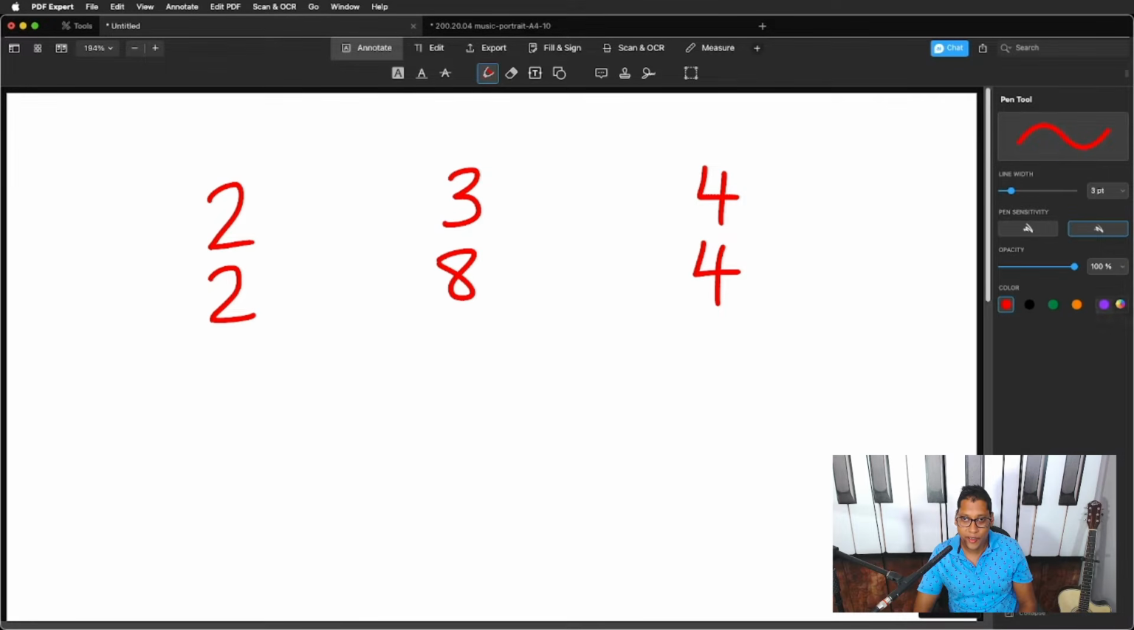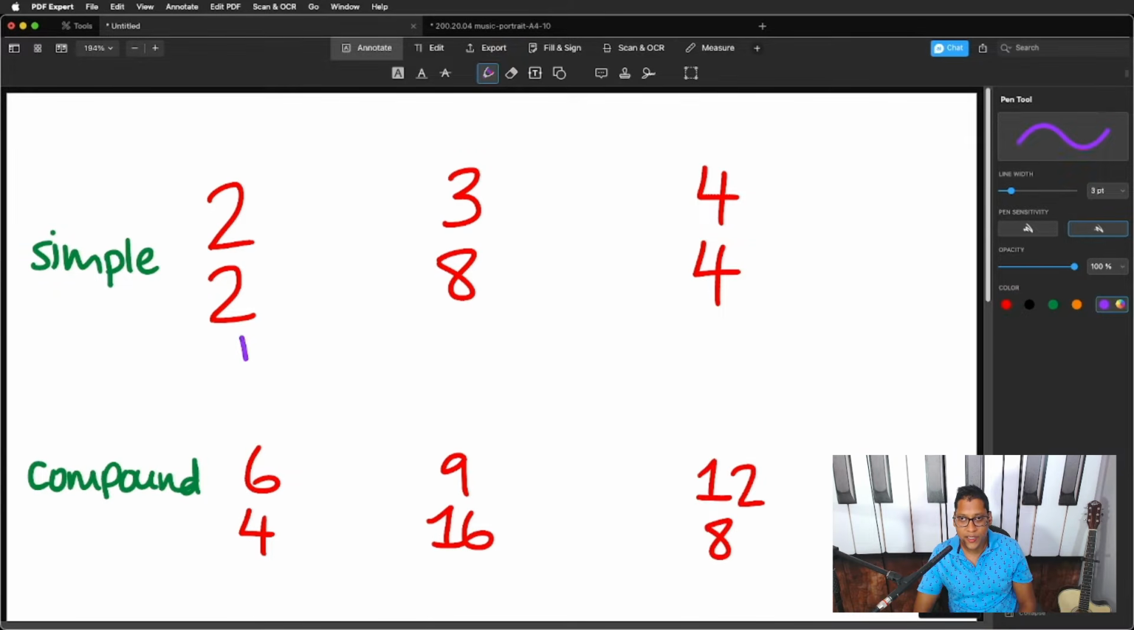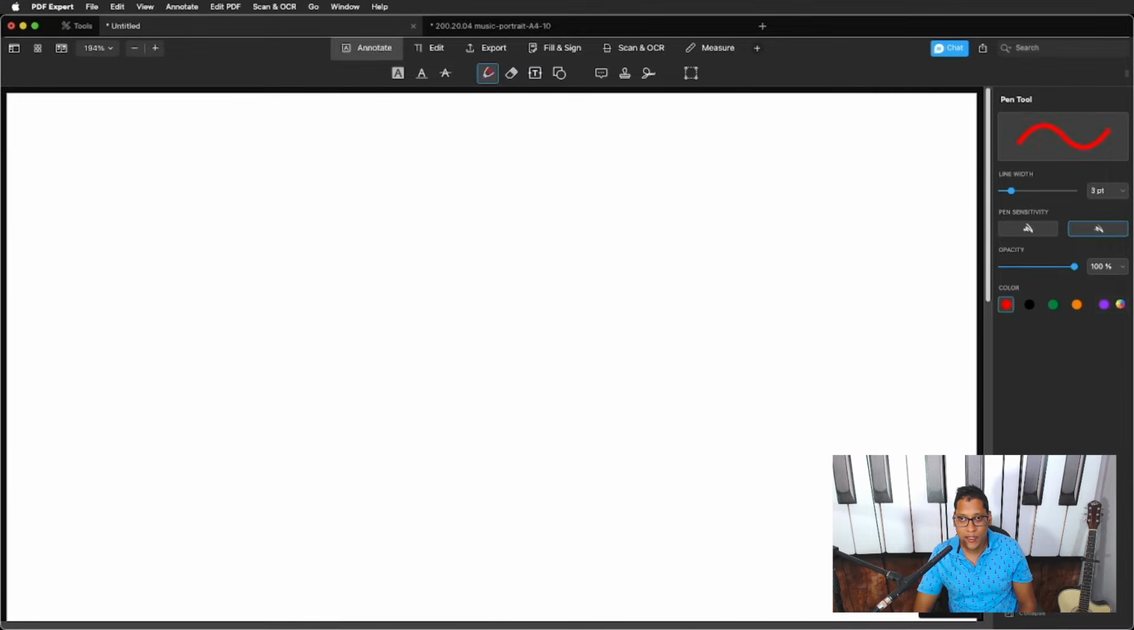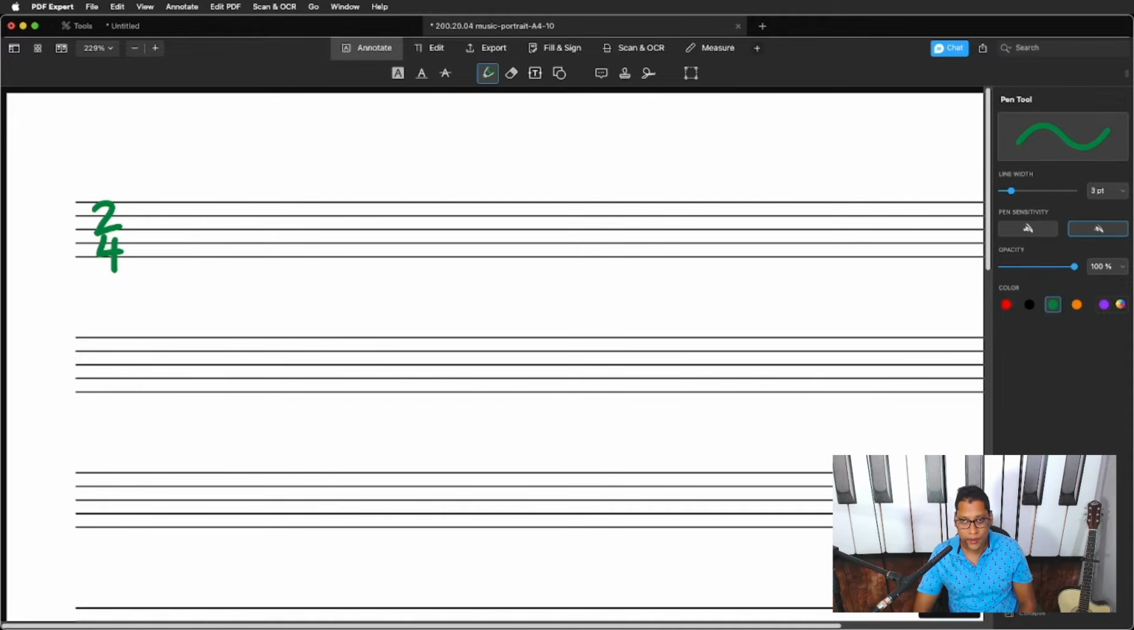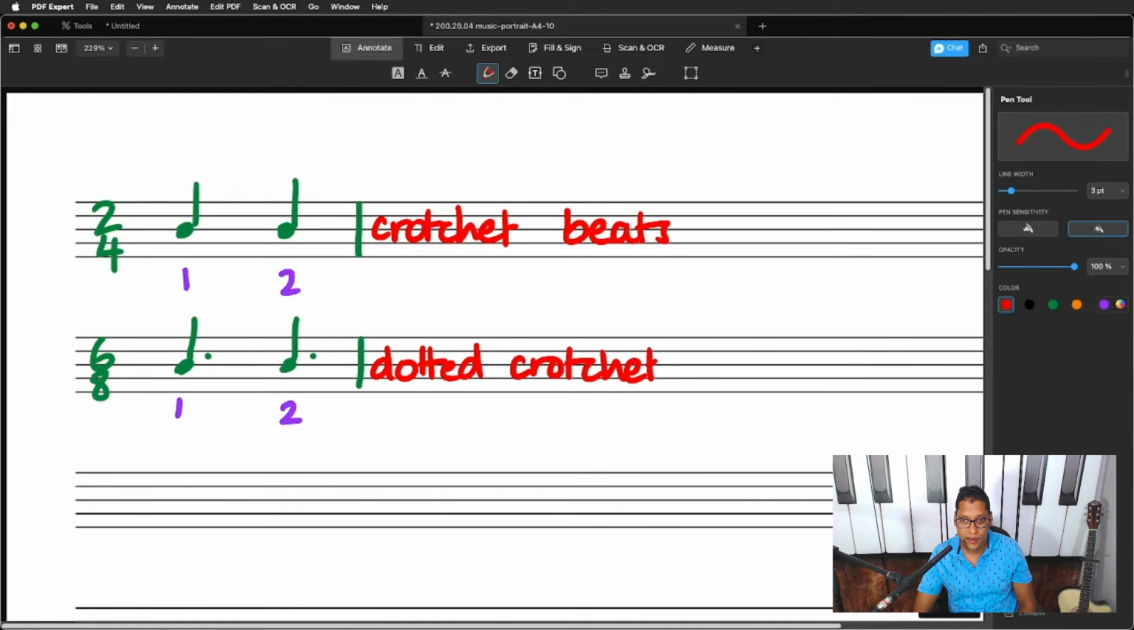Simple time signatures are time signatures such as 2/2, 3/8, or 4/4. Each of these simple time signatures has a compound time version. For example, 2/4 converts into 6/8. But how do we get 6/8? Where do those numbers come from? Well, 2/4 is 2 crotchet or quarter note beats in a bar. 6/8, however, is 2 dotted crotchet or dotted quarter note beats in a bar.